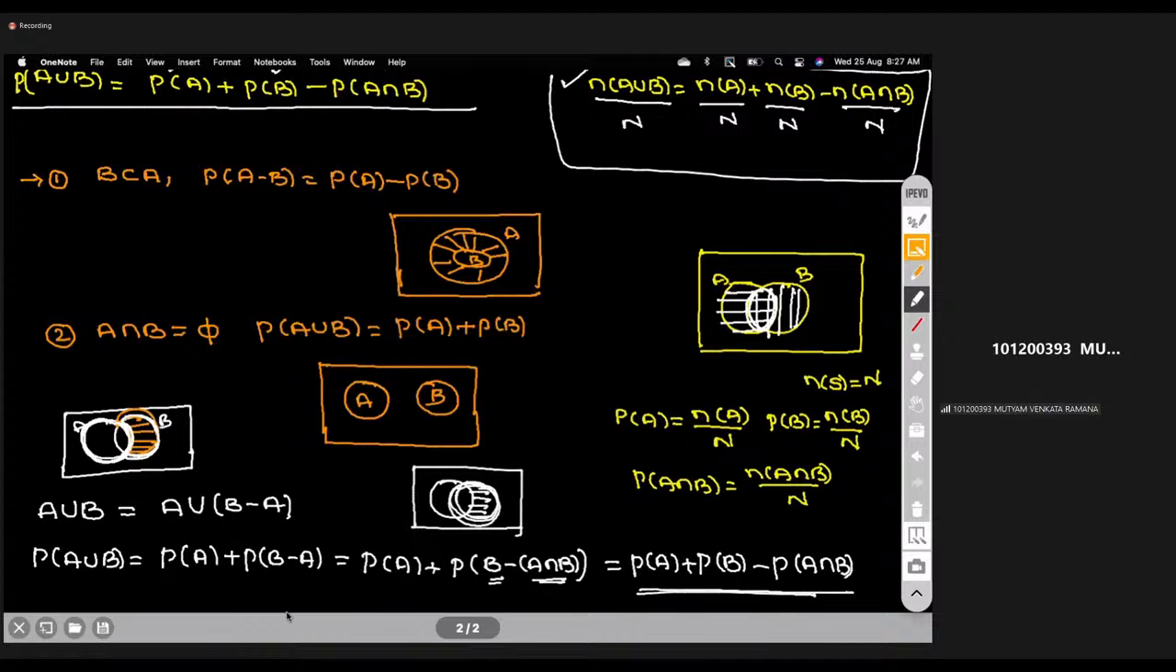So probability of A union B is equal to probability of A plus probability of B minus probability of A intersection B.